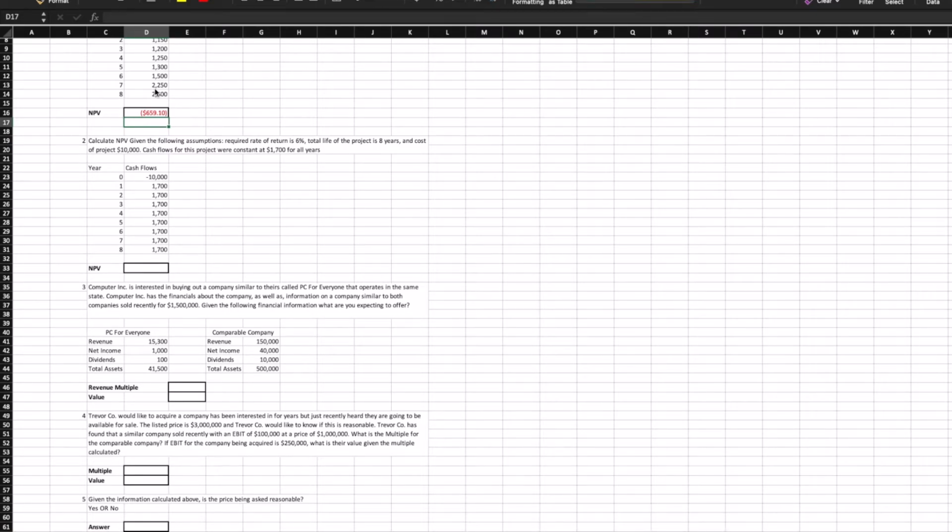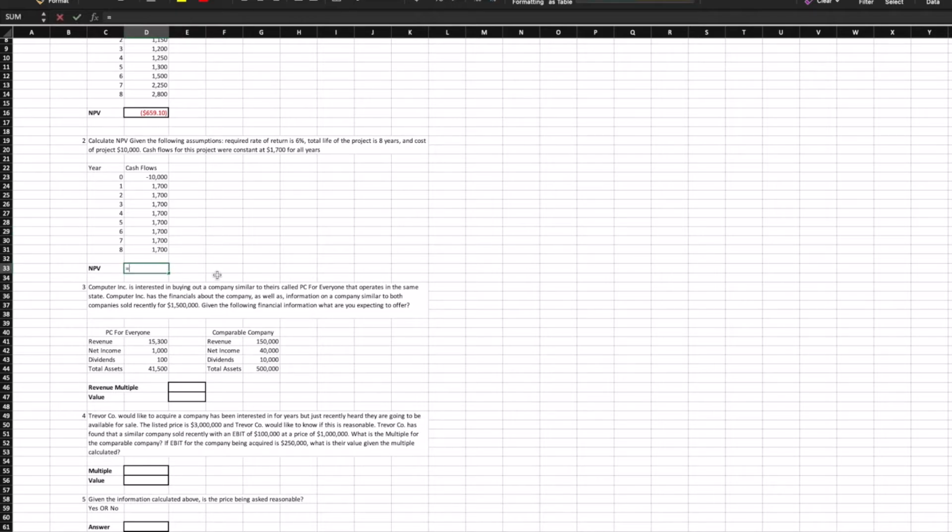So question number 2, calculate NPV given the following assumptions. This is a very similar problem, just given different cash flows. We're given the required return of 6%, a life of 8 years, and the cost of the project is $10,000. The cash flows for this project are a constant 1,700 for all the years. We do not have a salvage value in this one, so we don't add that.